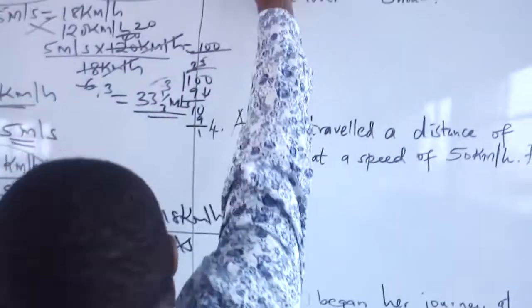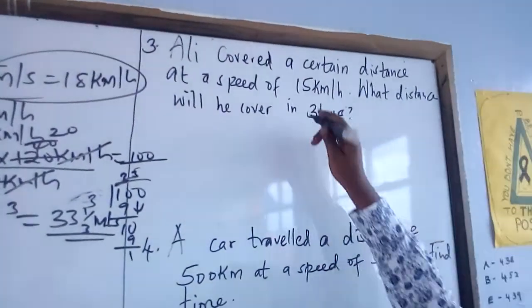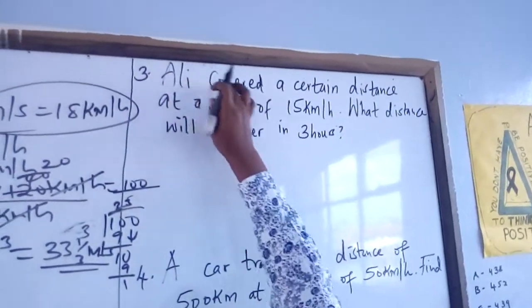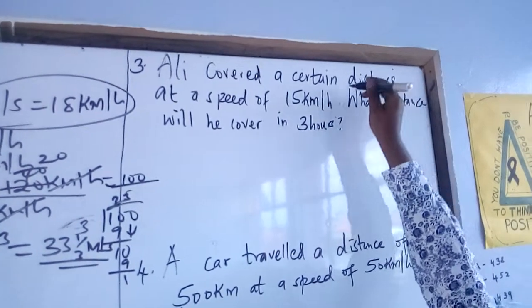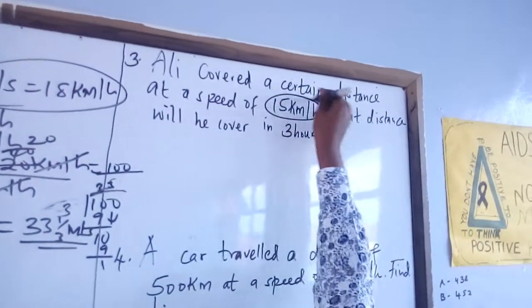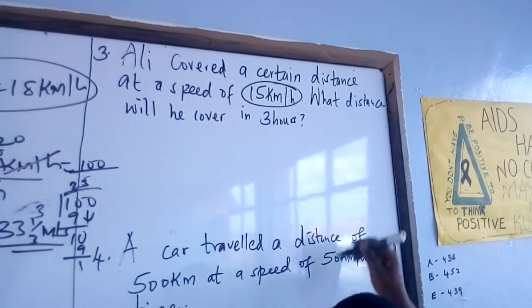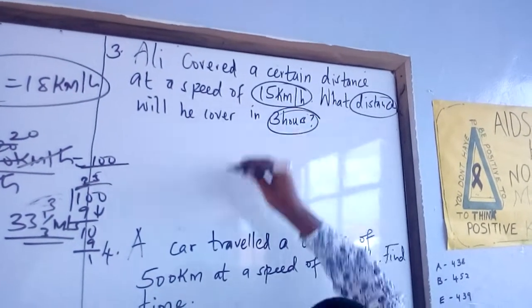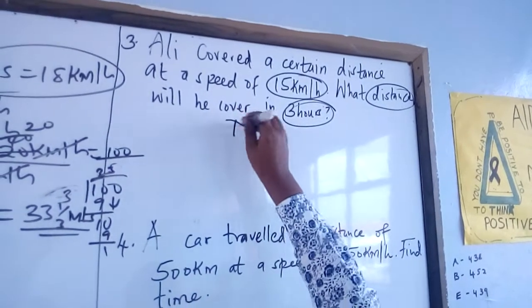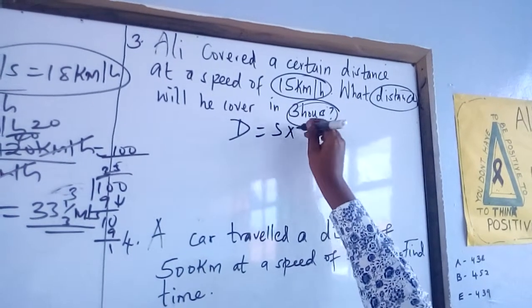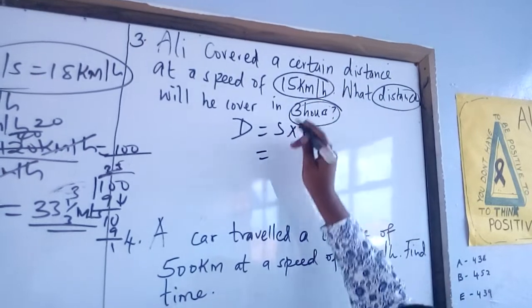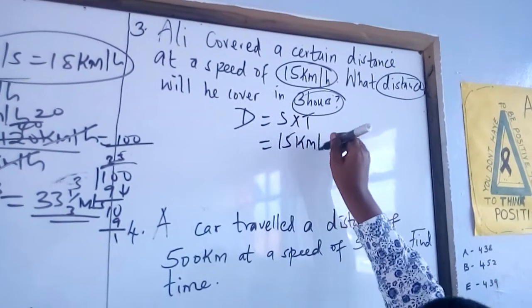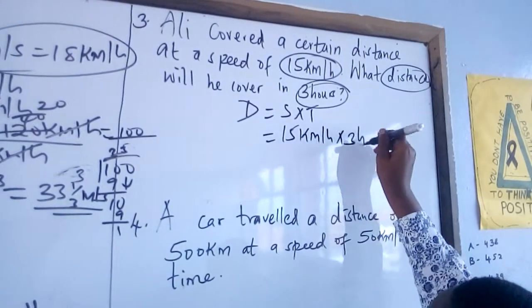So let's start the complex one. This is very simple. You are told Ali covered a certain distance at a speed of 15 kilometers per hour. Now the question is, what distance did he cover in 3 hours? Just remember that distance is equal to speed times time, where our speed is 15 kilometers per hour. Our time is 3 hours.